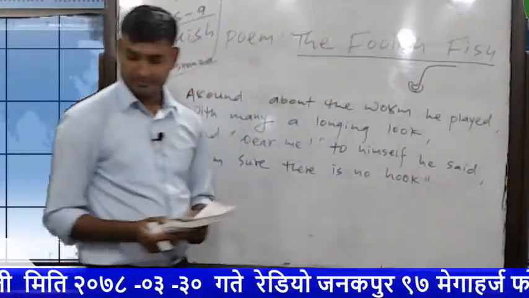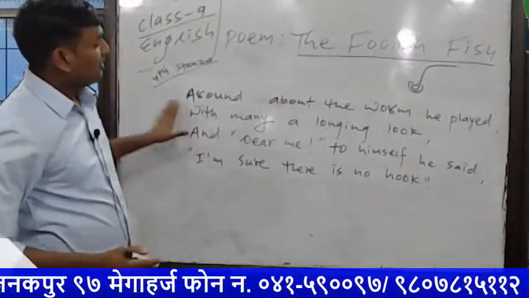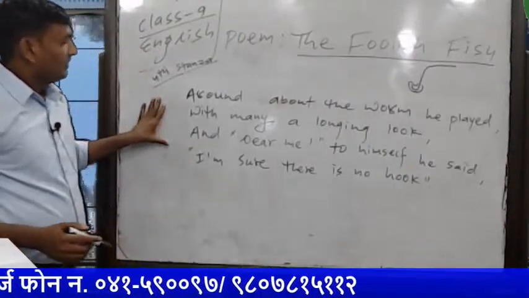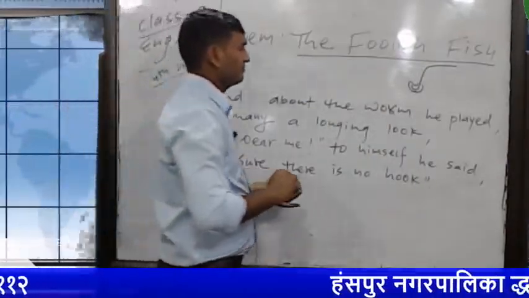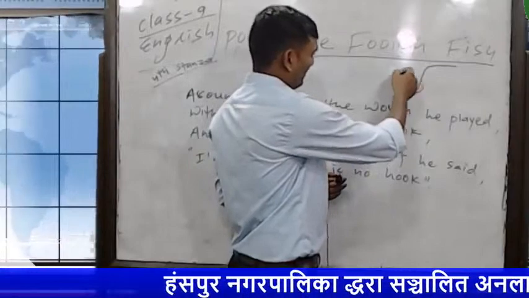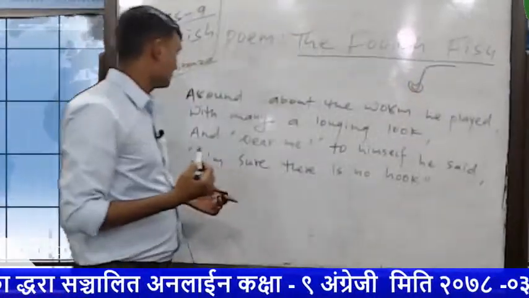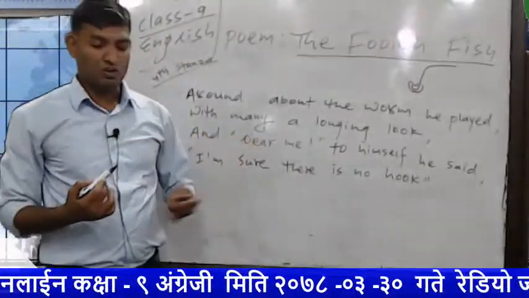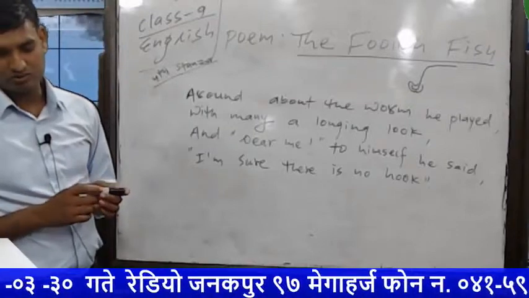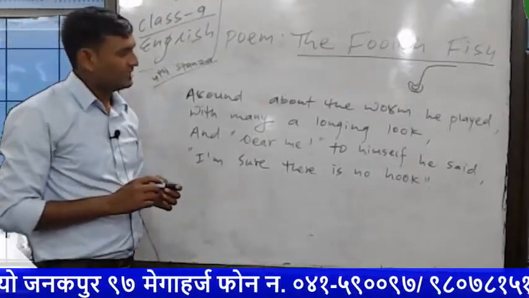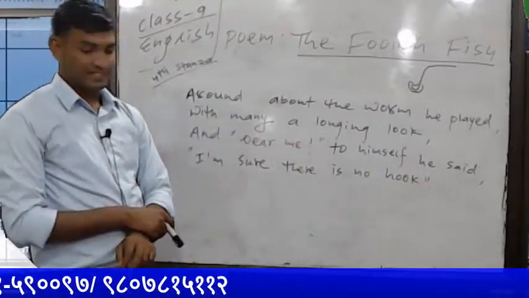Okay. In the fourth stanza, "around about the worm he played." It means the worm, he played all sides, all around the hook, with many a longing look. Longing look means a strong desire.